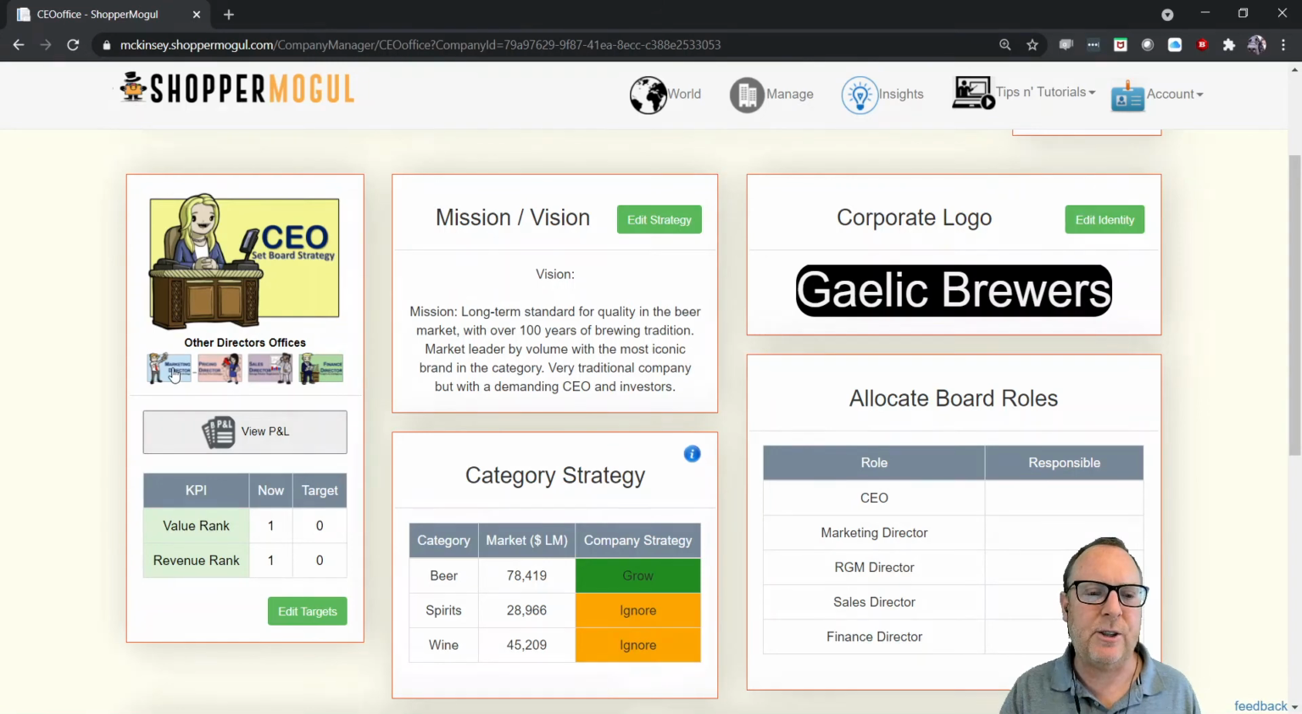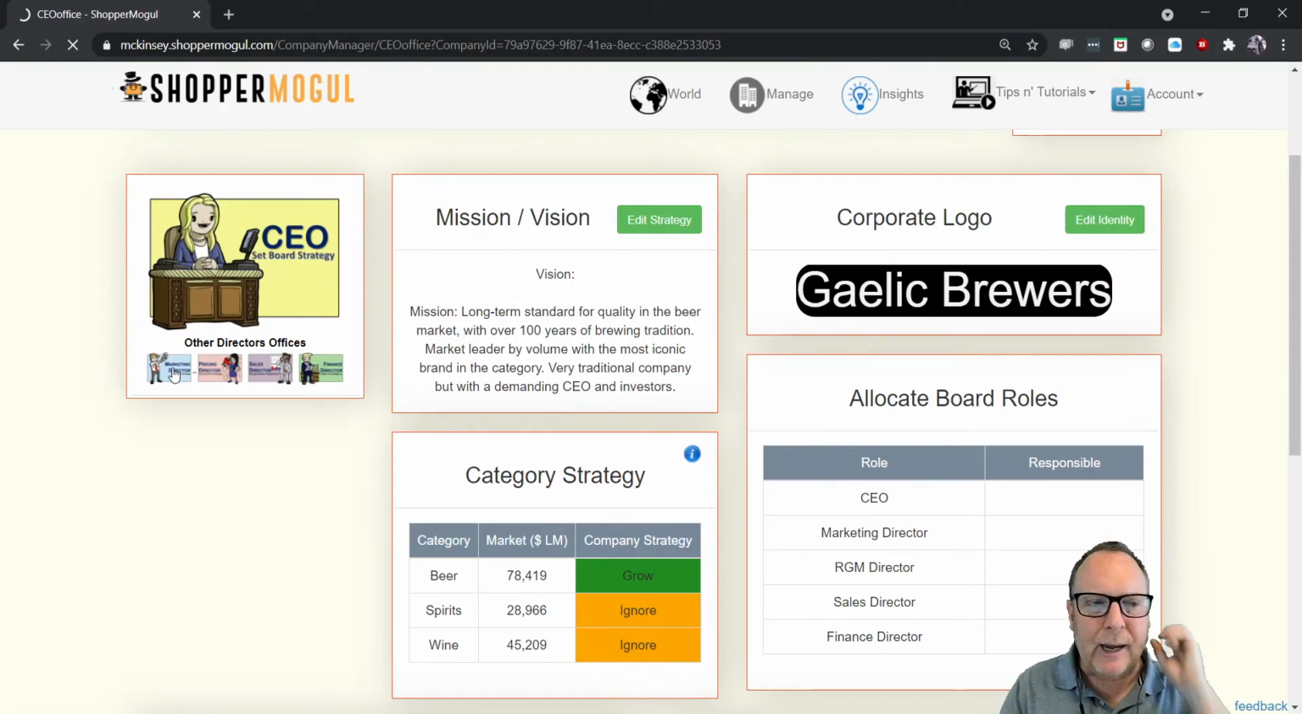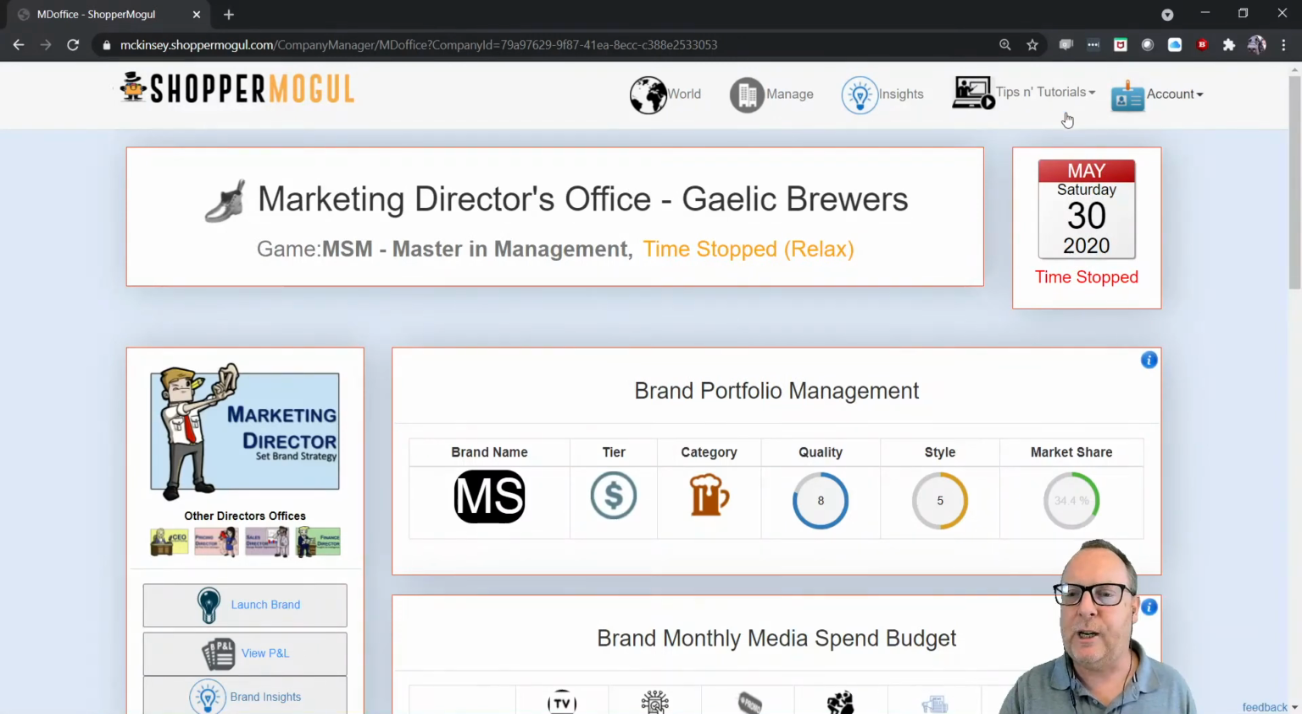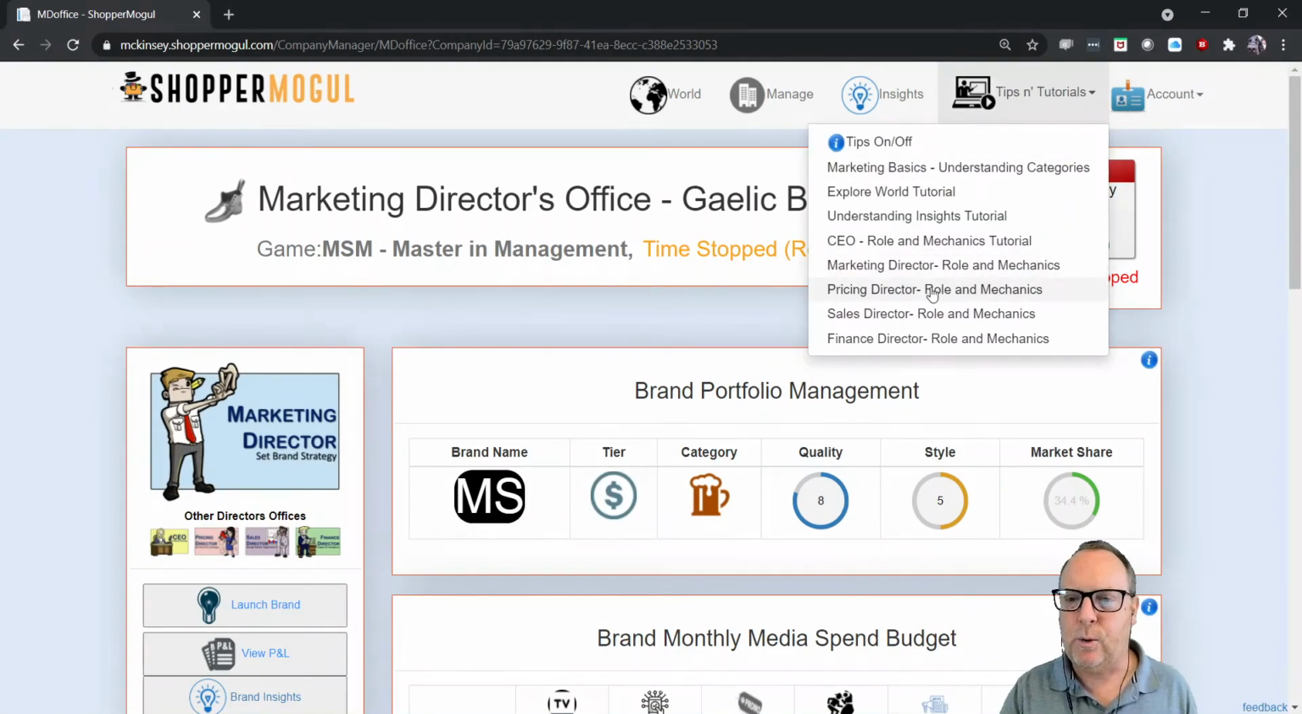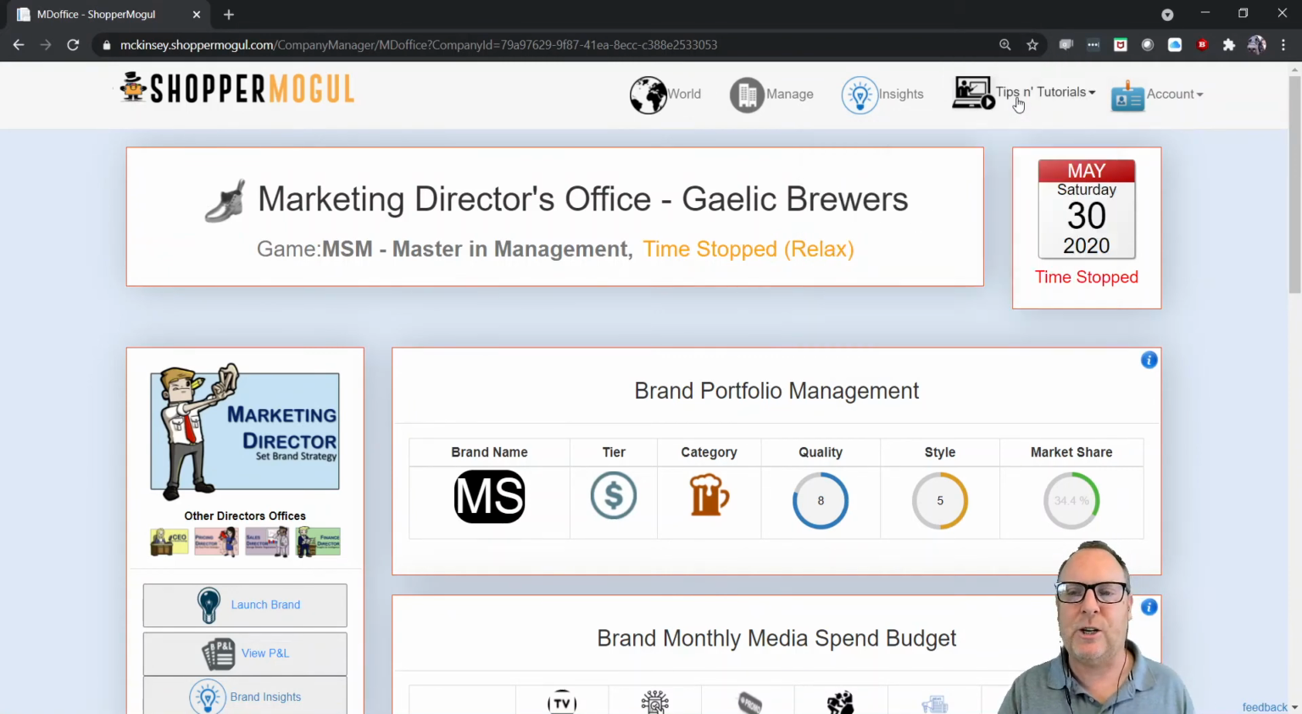There are shortcuts to the other pages from the side here, or you can always go back to the manage page to navigate between the different directors' offices. Now, at the start of the game, we will have a quick run through how each of the different directors work. And there are also videos up here which you can go through in order to deep dive the role and mechanics of each of the different directors. So I invite you to spend a bit of time, preferably prior to the session, familiarizing yourself with it.